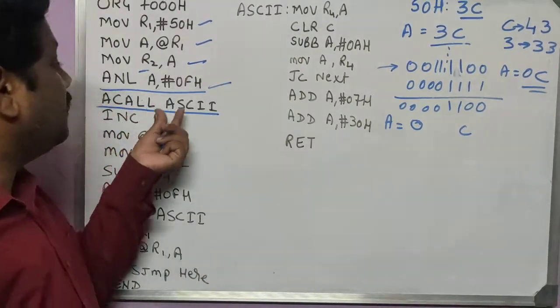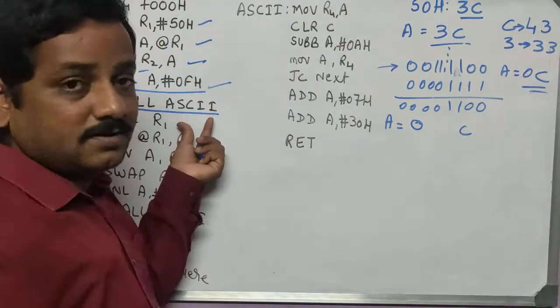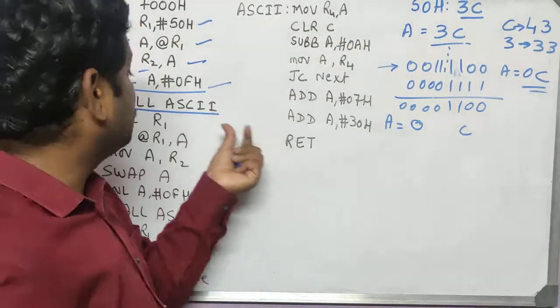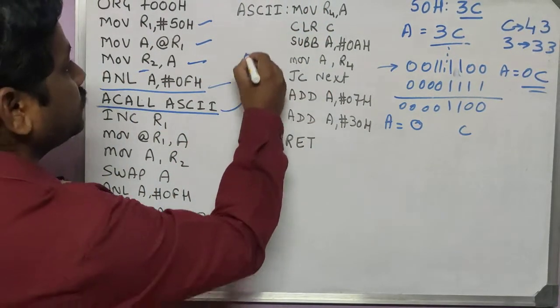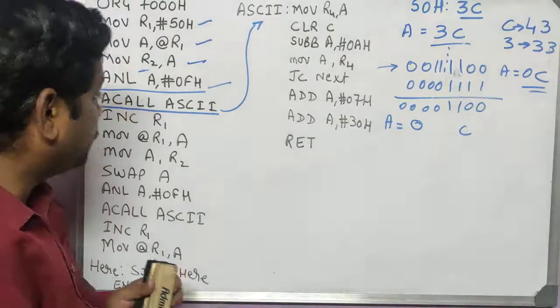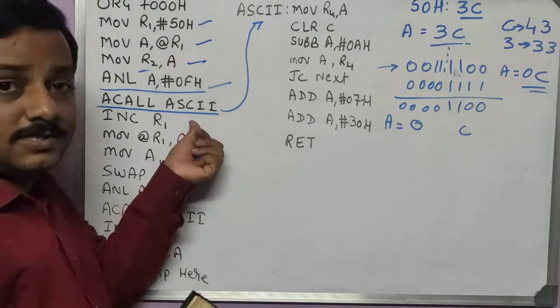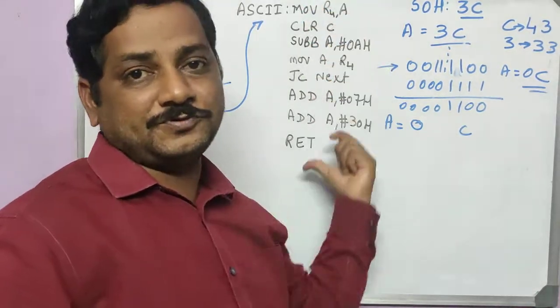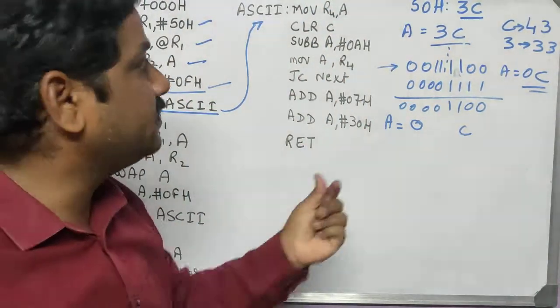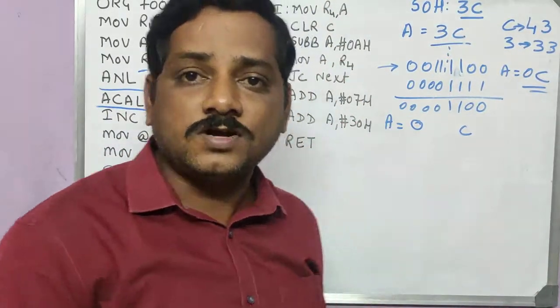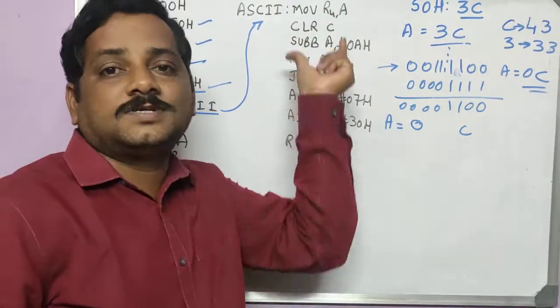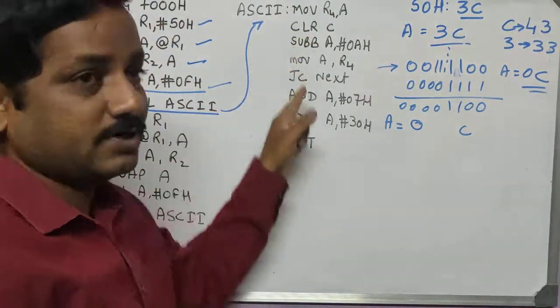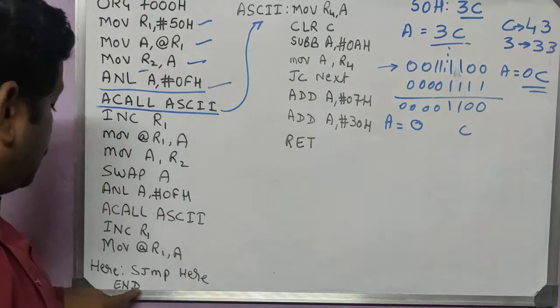Okay. ACALL ASCII. This is a subroutine, and here we have that program. So it will jump. The program will jump to this line now. It will not execute this because we are calling this ASCII. So it will jump this concept now. This is a conversion program. Here just we have taken the data and we have taken this lower nibble whatever we want. Now here actual conversion will take place. This is subroutine program. This has to be written after end.